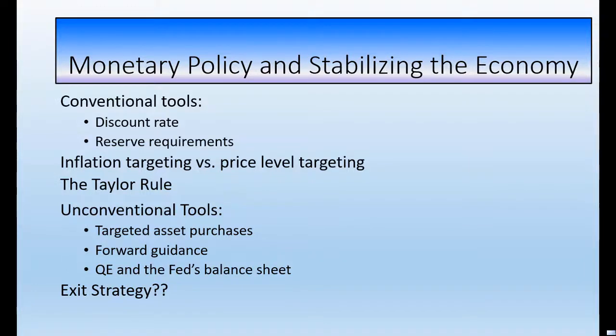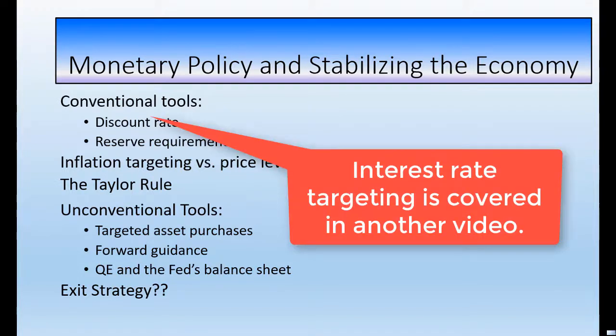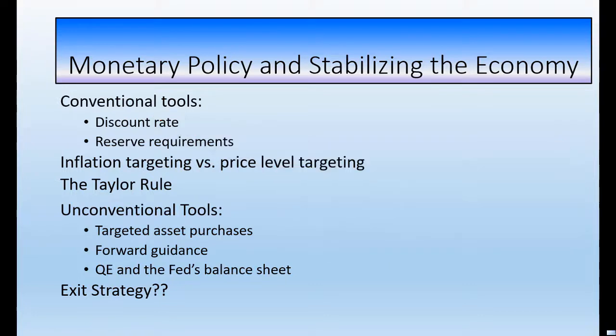This video covers monetary policy and stabilizing the economy. So we're going to look at conventional tools used by the Fed, which are the discount rate for banks that have some liquidity issues. We'll look at reserve requirements. Then we'll move on to inflation targeting versus price level targeting, which is an interesting concept. We'll look at the Taylor rule, which is quite insightful.